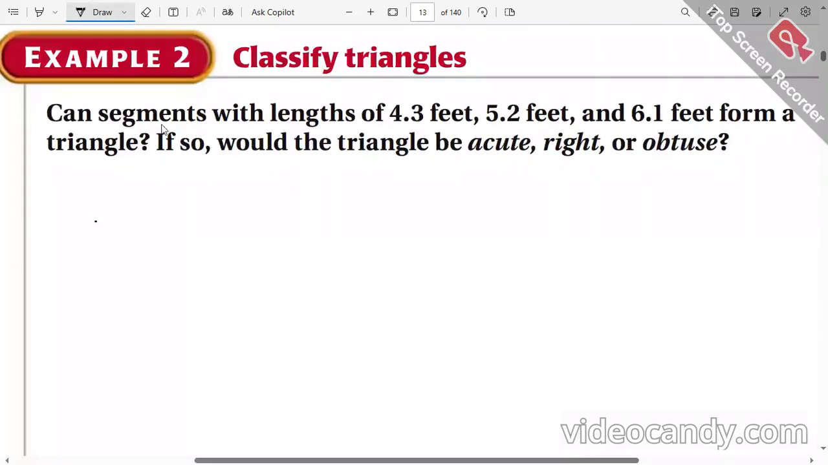All right, example 2. Can segments with lengths of 4.3, 5.2, and 6.1 form a triangle? If so, is the triangle acute, right, or obtuse? In the other examples, it was already given that it was a triangle. On this one, first they ask if it's actually a triangle, and then if it's acute, right, or obtuse. So for the first question, we have to use the triangle inequality theorem.